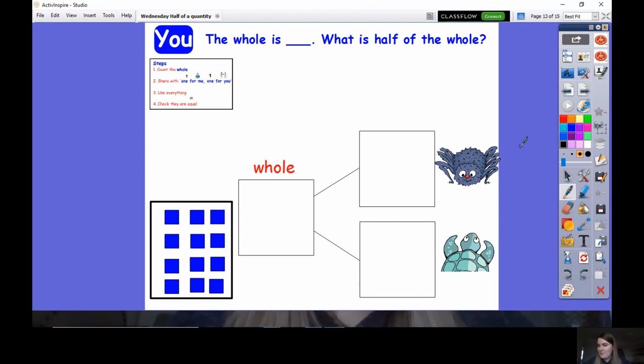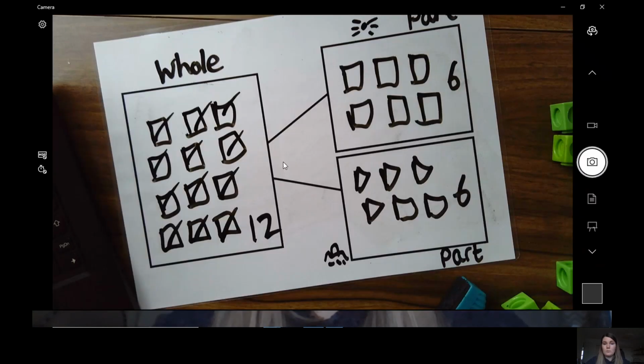Fantastic. Did you find it? Okay, what did you find? How many was the whole? The whole was 12. Are you sure? 1, 2, 3, 4, 5, 6, 7, 8, 9, 10, 11, 12. Well done. So you would have found it was 12. So what is half of 12? You think it's 6? Well done.